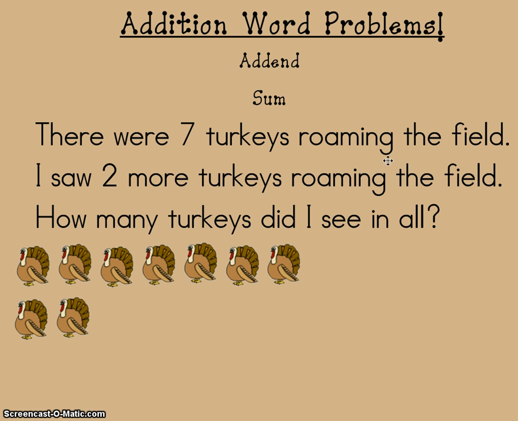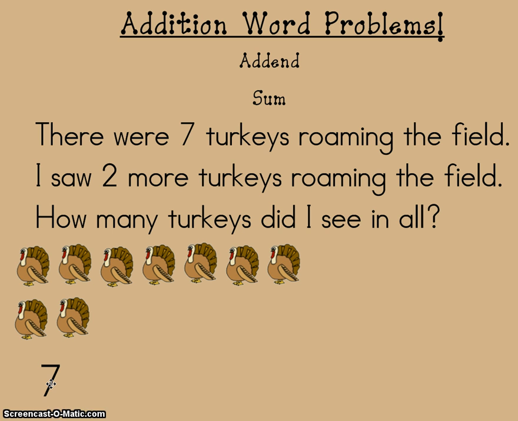There were 7 turkeys roaming the field. I saw 2 more turkeys roaming the field. How many turkeys did I see in all? I even have a picture ready to go to help us. The first part of my picture shows 7 turkeys. The second part shows 2 turkeys. Now I need to write an addition sentence to help me find the sum.